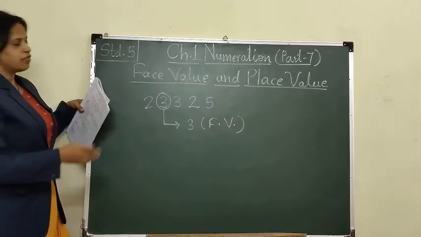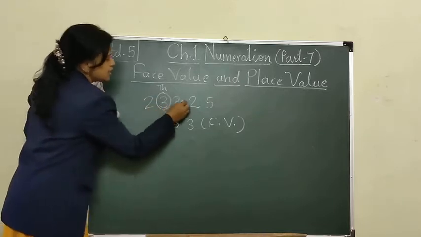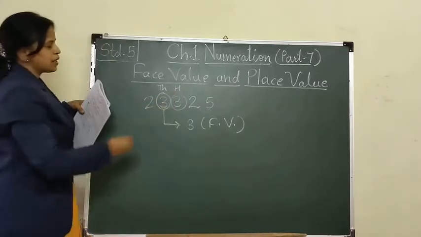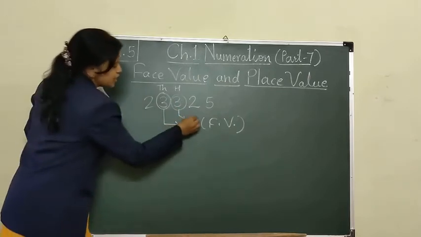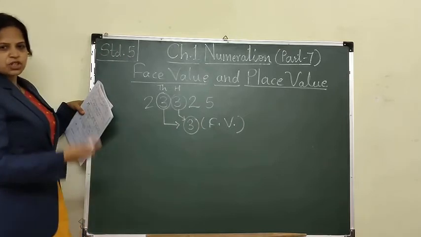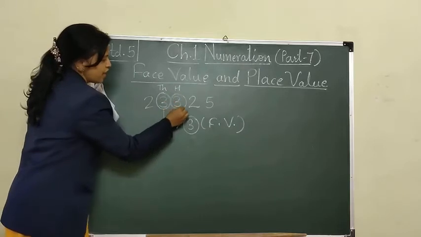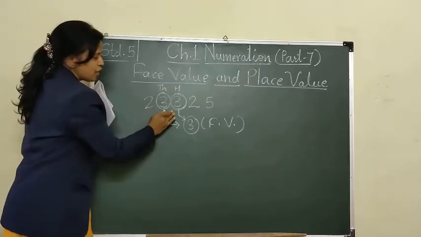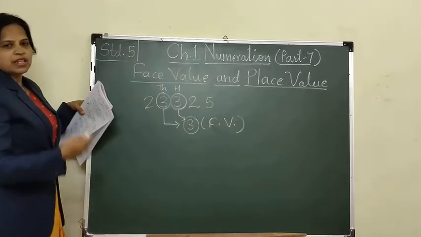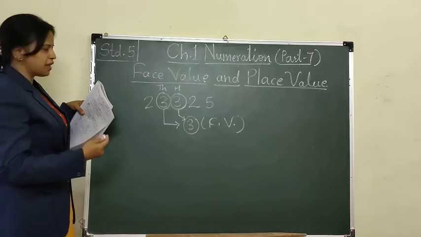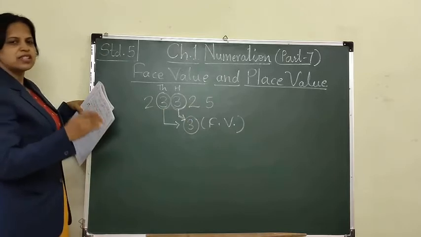It doesn't matter where it is present, though it is present in thousands place, no problem. This 3 is present at hundreds place, but both have the face value 3 here. It doesn't matter which place it is present at, the number itself is its face value. By looking at this digit you can understand this is 3. So the face value of this digit is 3 anywhere in any number, though it is present at ones place, thousands place, hundreds place or any place. Face value means the digit itself.